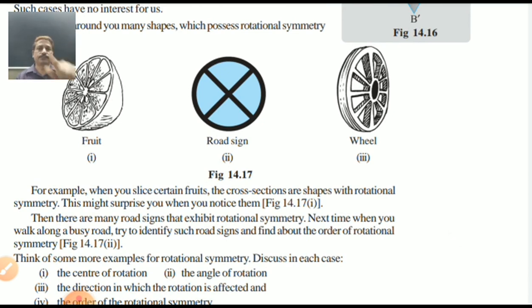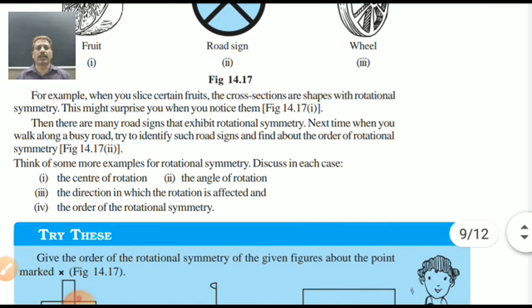Cross section. Diagonal. The center of rotation and the angle of rotation. The direction in which the rotation is affected and the order of the rotational symmetry.